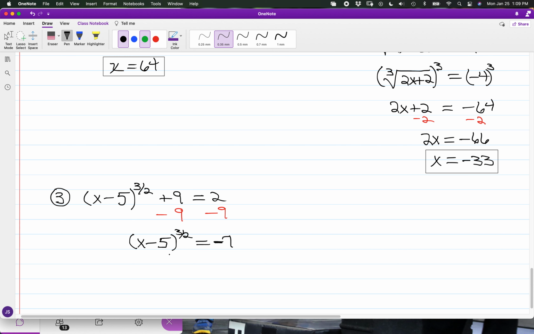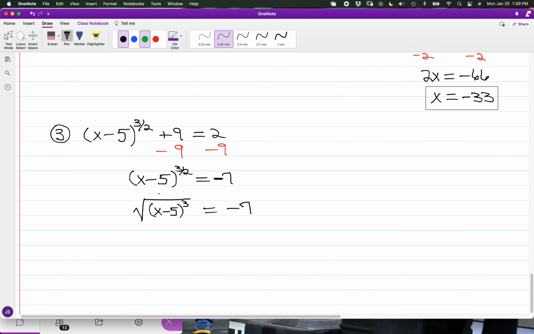But now as I'm looking at converting from non-integer exponent to a radical, I have the square root of x minus 5 raised to the third is equal to negative 7. And guess what? I have an even root radical, but I have a negative 7. An even root radical of an odd expression cannot reduce to a negative constant. So for this third instance, we have no solution.